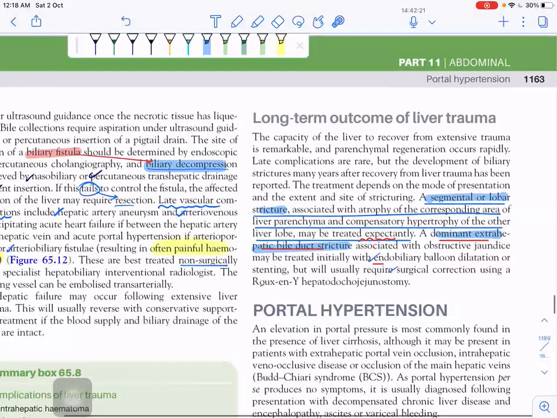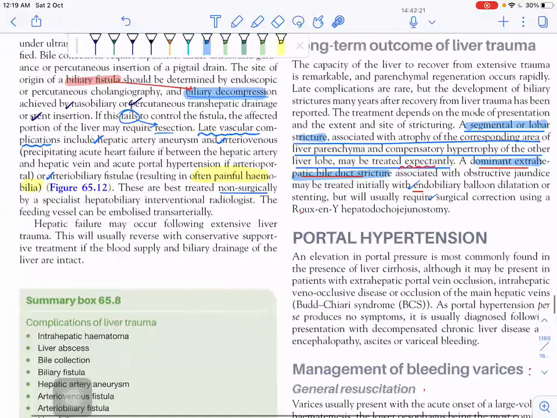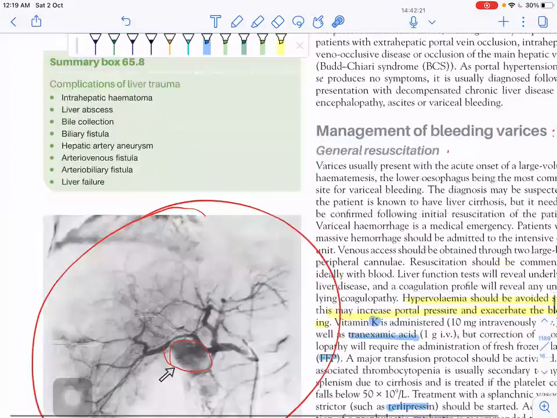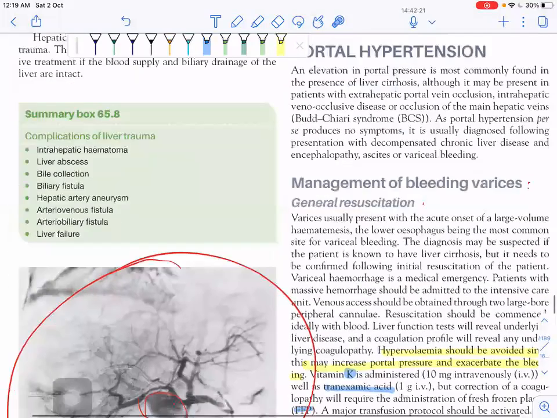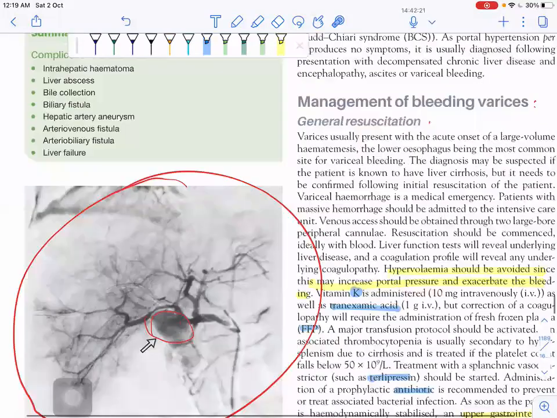The liver looks like a cholangiogram only. It will confuse you.